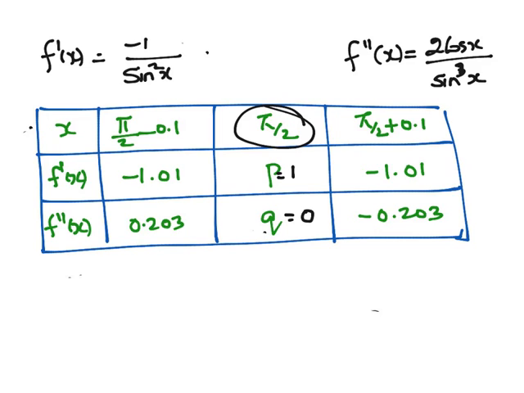Now let us look whether pi by 2 is a stationary point of inflection. Here the first derivative at pi by 2 is not 0, it is 1. So definitely it is not a stationary point of inflection. So let us not worry about that.